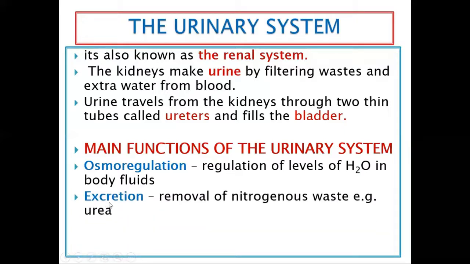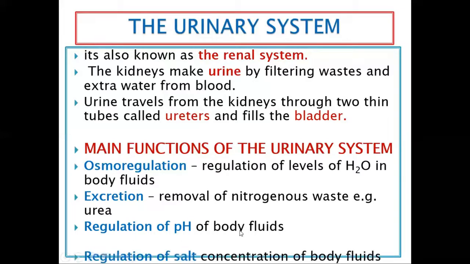Then number two, you have excretion. It is the removal of nitrogenous wastes. We saw them, for example, urea. Not only nitrogenous wastes, but even other wastes from metabolism. And then you have regulation of pH, the potential of hydrogen, how acidic the fluid is, or how alkaline the fluid is. It depends on how many hydrogen ions are present. That's what you call the pH.